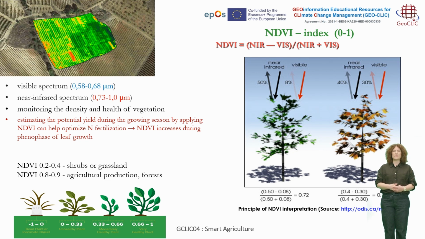Regarding the general vegetation cover on Earth, some values can be connected to different land covers: lower NDVI values to shrubs or grassland, and higher values to agricultural production areas and forests.